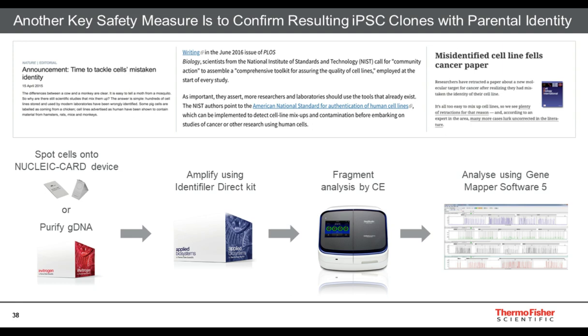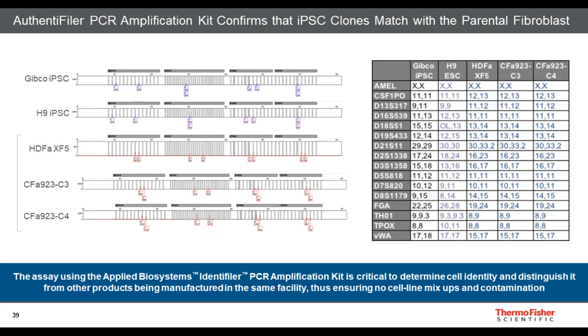So it's not very practical to just have one patient in the lab. So we know that there's going to be some risk. And so what can we do to help you with that? And we have something called the Identifiler Direct Kit. And this helps you do fragment analysis and map the software to show that these are the same cells that you took from the patient before.